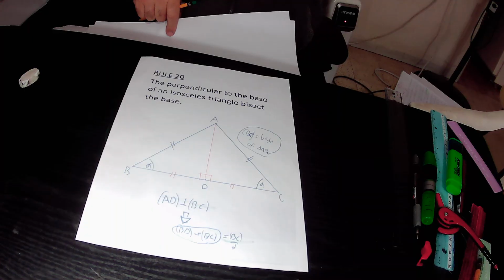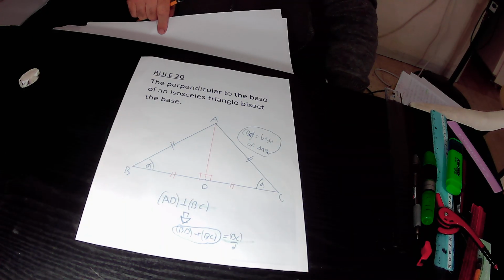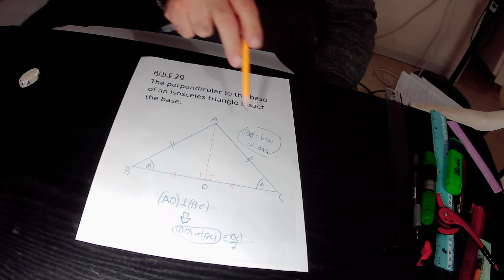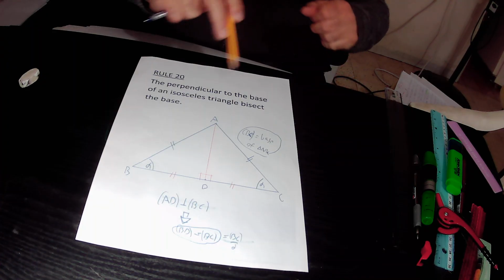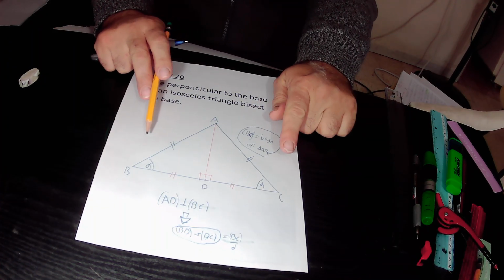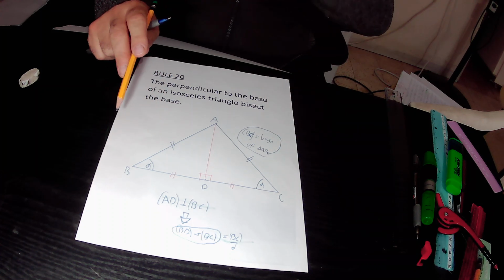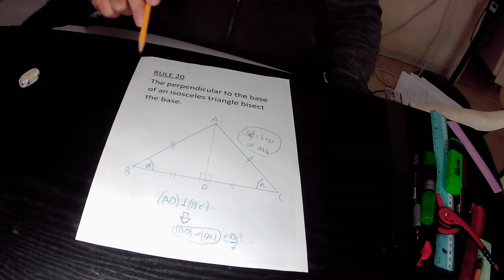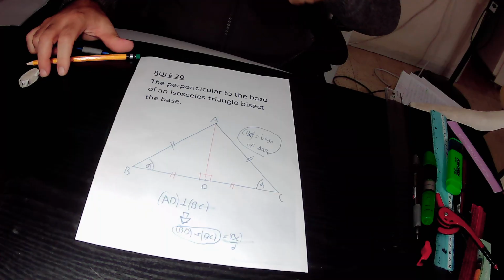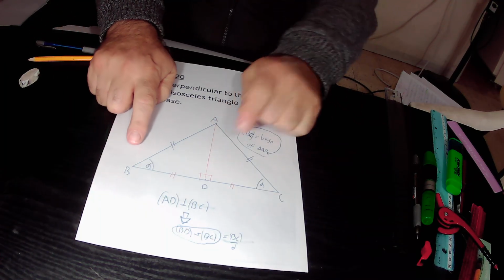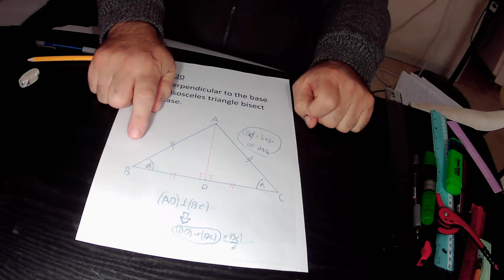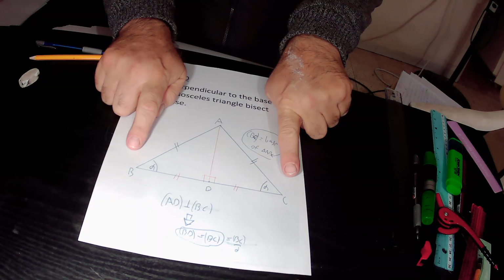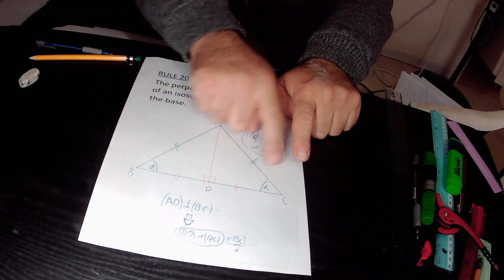According to rule 20, the perpendicular to the base of an isosceles triangle bisects the base. In the drawing, we have the isosceles triangle ABC. Triangle ABC is an isosceles triangle because AB equals AC. BC is the base of this isosceles triangle ABC. According to rule 20, the perpendicular AD to the base BC bisects the base BC. This is to say, it divides the base BC into two halves. The first half is BD, and it of course equals the second half DC. Each half equals BC over 2 because BC is bisected. So BD equals BC over 2.